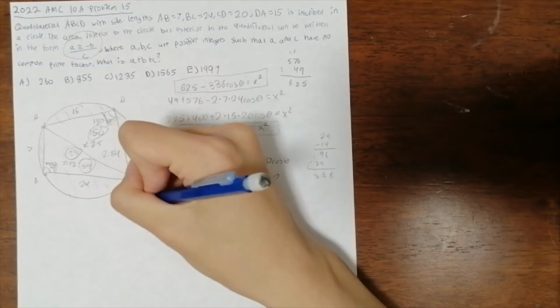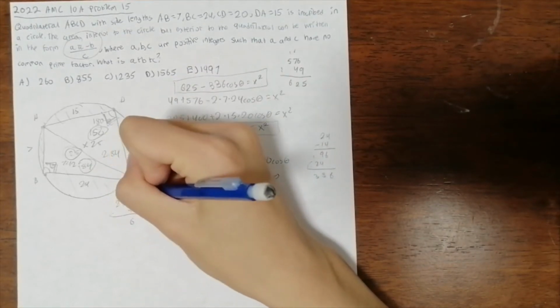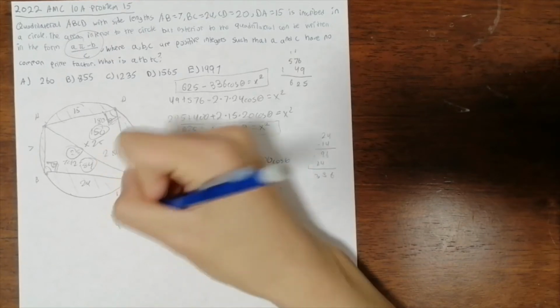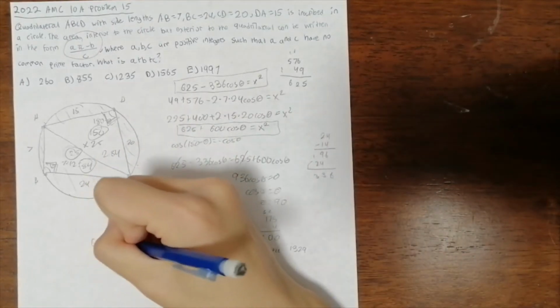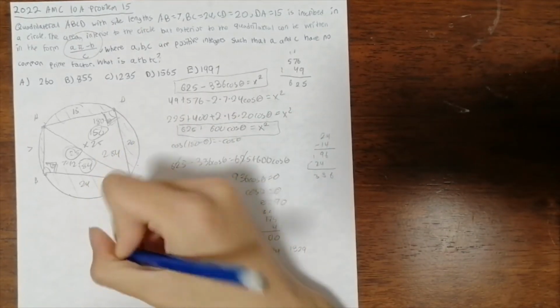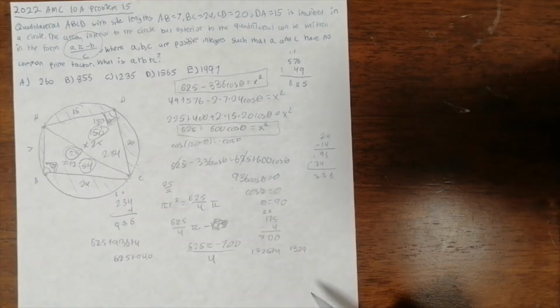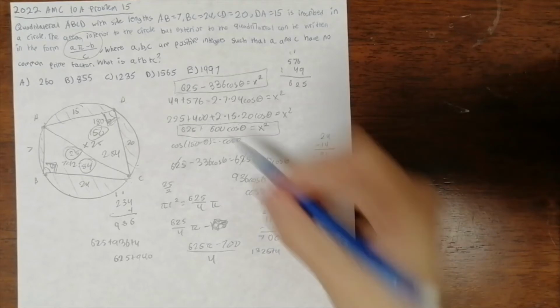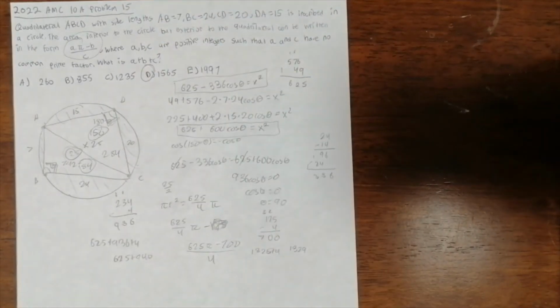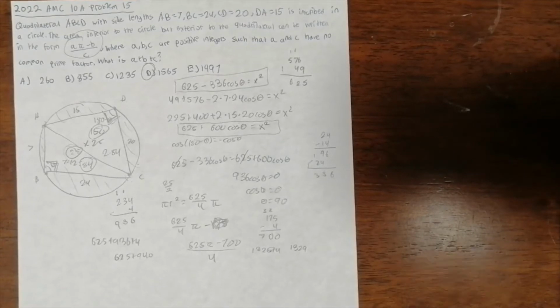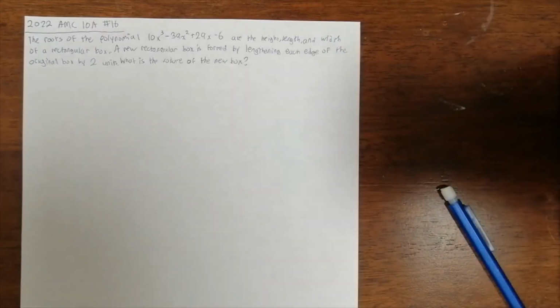And then we just do the same thing. 234 times 4 is 936. 625 plus 936 plus 4, 625 plus 940, and this is answer D, 1565. Okay, on to the next one.